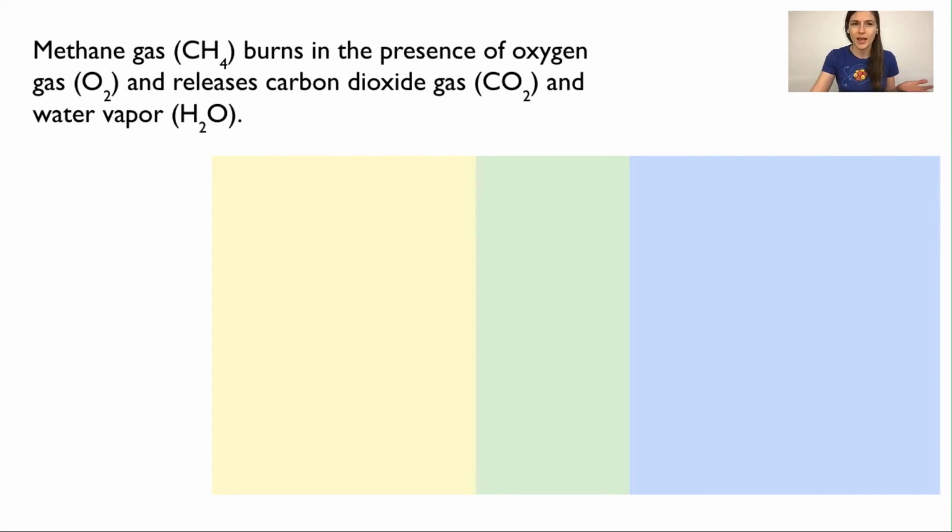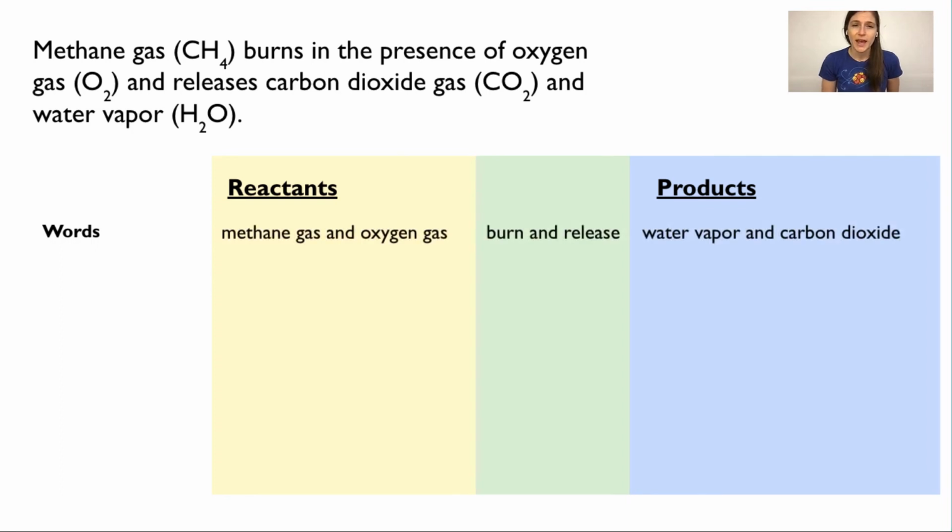So methane and oxygen are going to be my reactants here. If I'm reading the sentence right, they are the starting materials. So methane gas and oxygen gas are my reactants. They burn and release. Those are my reaction keywords. Water vapor and carbon dioxide.